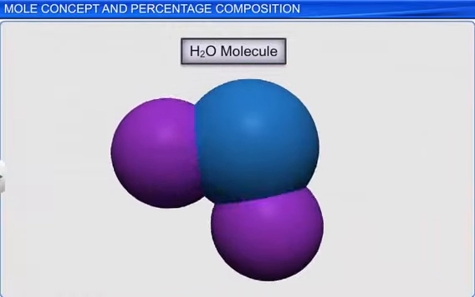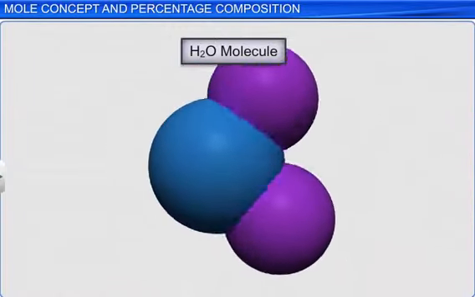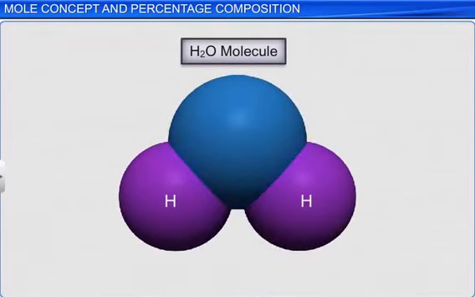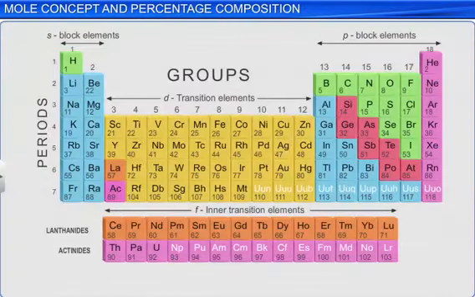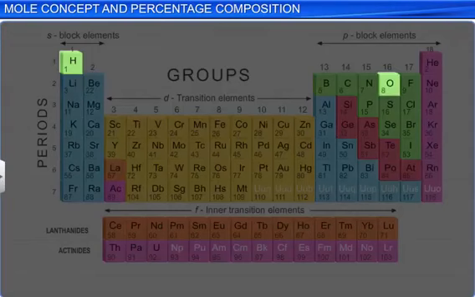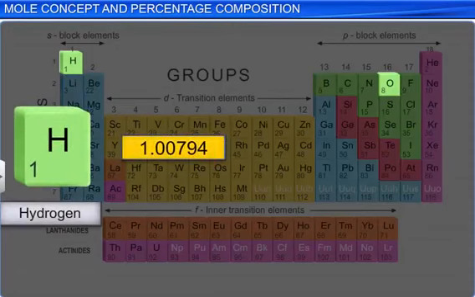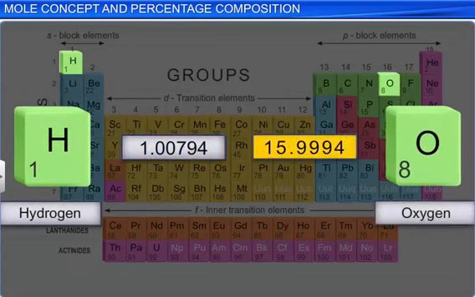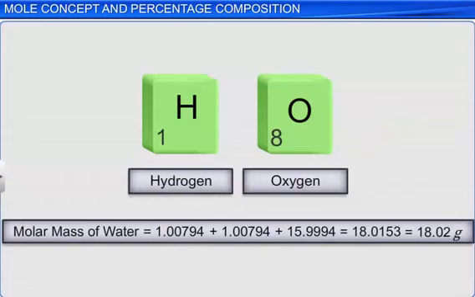Let's determine the molar mass of water. We know that water comprises 2 hydrogen atoms and 1 oxygen atom. We can obtain the atomic masses of hydrogen and oxygen from the periodic table. The atomic mass of hydrogen is 1.00794 and the atomic mass of oxygen is 15.9994. If we add the atomic masses of 2 hydrogen atoms and 1 oxygen atom, we get the molar mass of water as 18.02 gram.